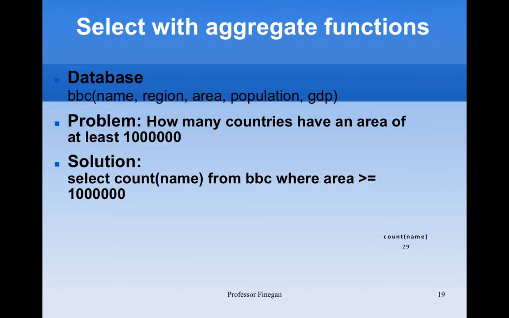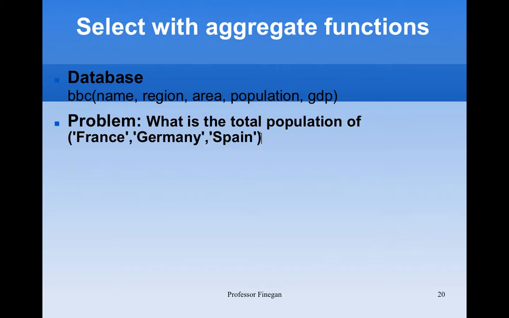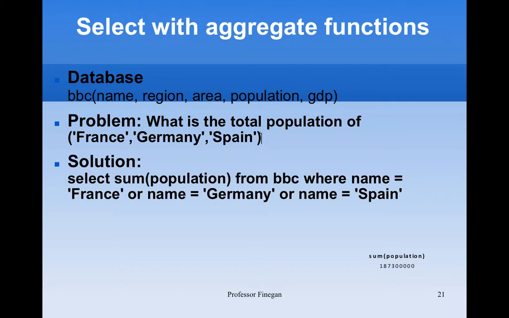When you're looking at this solution from a SQL perspective, what you're going to need to do on exams is to be able to push this back and make it relevant to what the problem is from a matching perspective. Another example, what is the total population of France, Germany, and Spain? I will be using a sum to sum the population from the tables where the name equals France or Germany or Spain.